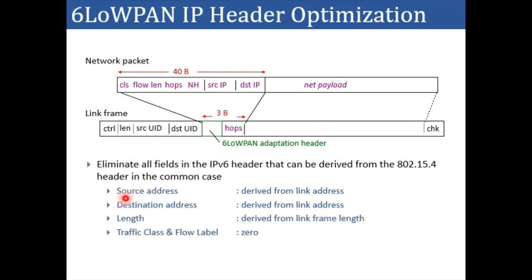What is that information? The source address we can derive from the link address. Destination address can also be derived from the link address. Length information can also be derived from the link frame length. And traffic class and flow label are not required, so we can remove them. By doing so, we can reduce the 40 bytes of header to 3 bytes of IPv6 adaptation header.